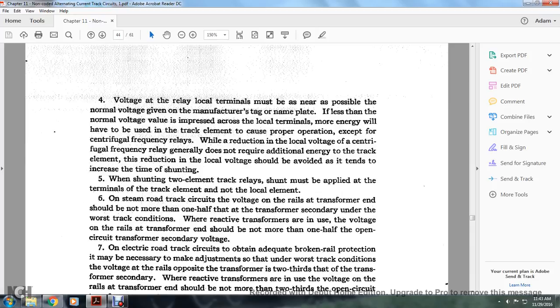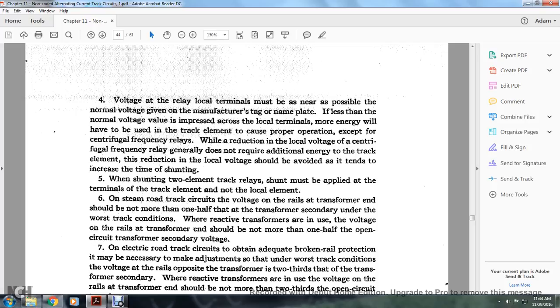Full voltage of the relay. Local terms must not be necessary or possible. The normal voltage given on the manufacturer's tag or nameplate is less than the normal value of the impressed voltage across the terminals. For local terms, more energy will have to be used from the track element to cause the proper operation, except for the central frequency relay. The reduction of local voltage of the central frequency relay in general goes down to the required level with the additional energy with the track element. The reduction of the local voltage should be avoided, but it tends to be increased with the time of the shunt.